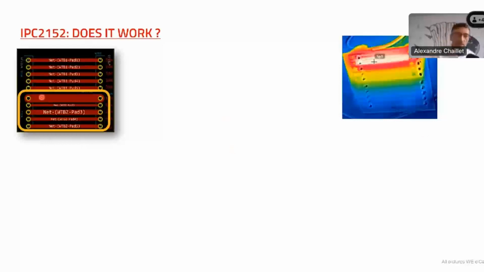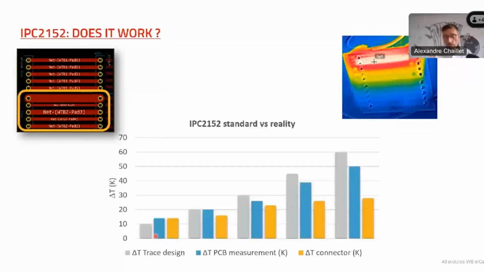We just have to test it. So that's what I did. I made a small PCB with different cross-sections for 10, 20, 30, 45, and 60 Kelvin. So that's the design of these traces. And then you put the same current on them. You do the measurement of what the real delta T is on your PCB. These are the results here in gray. That's the delta T trace design, so 10, 20, 30, 45, 60. And that's the blue. That's the reality, the delta T PCB measurement.